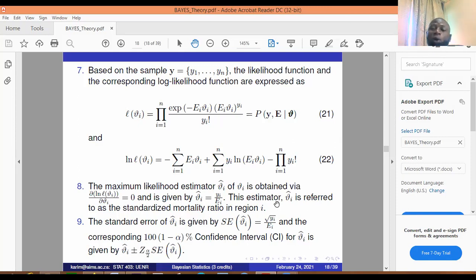Now let's look at how we do this under the Bayesian paradigm. We need to know our prior distribution for the parameter, that is the risk of disease in region I. We need to know what the prior distribution is for that risk in region I. And then once we know it, we multiply that by the likelihood that we know here and see what the posterior is going to look like.